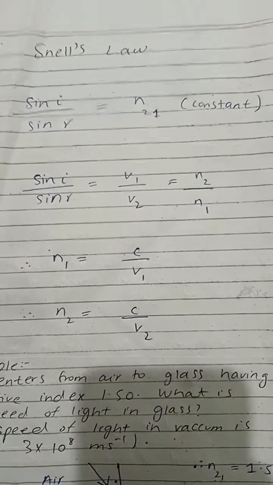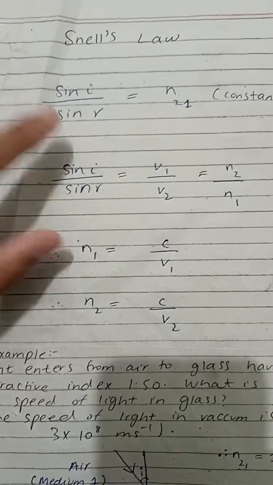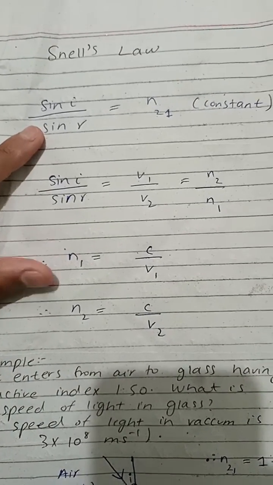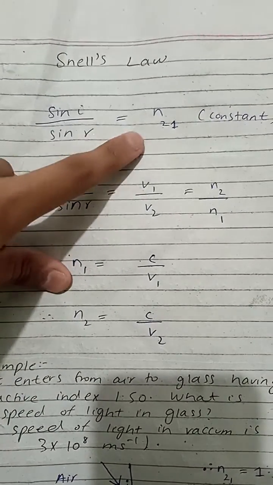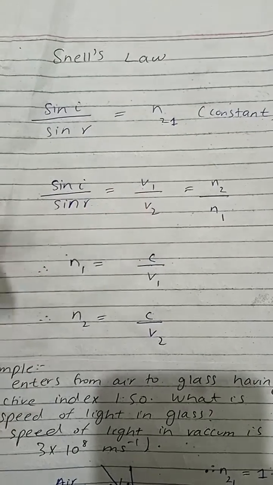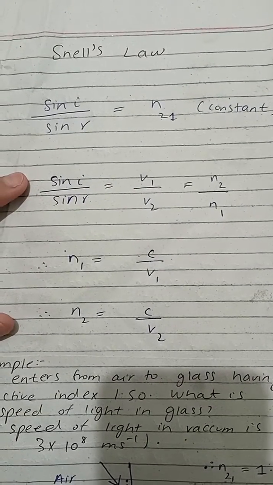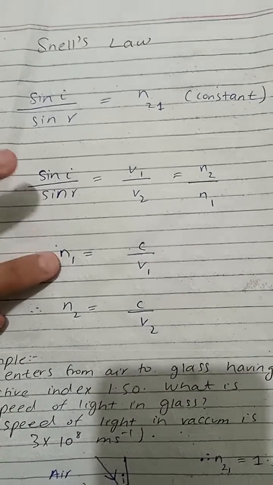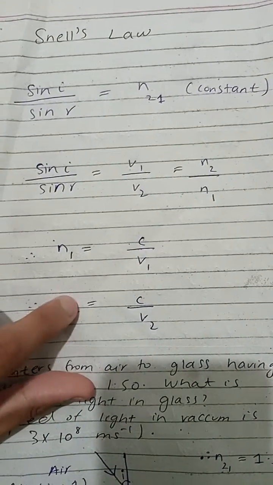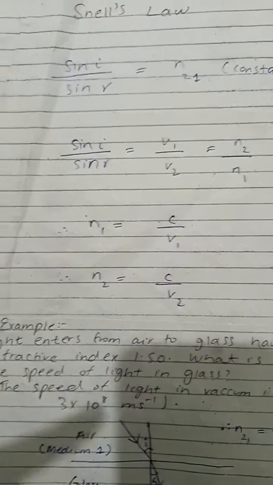What's Snell's law? We study the proportion sin i by sin r, which is equal to n21. As we also studied, v1 by v2 is equal to it as well. So what is n1? n1 is the refractive index of medium 1, which will be equal to c by v1, and n2 will be c by v2, as normal. Let's take an example now.